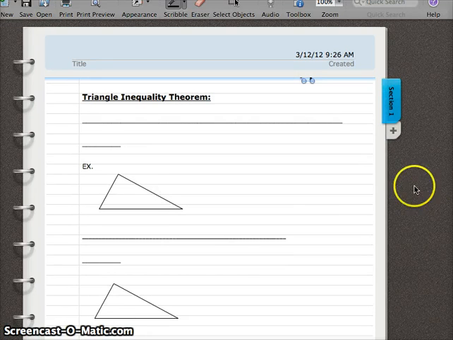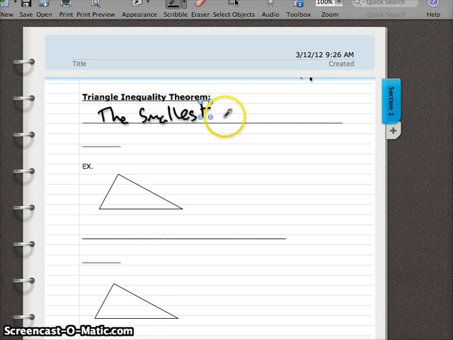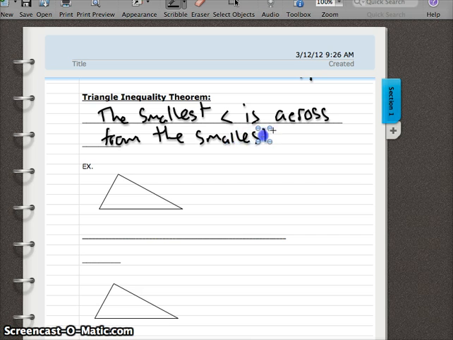Alright, let's move on to the next thing here. Not really related except for the fact that we're talking about triangles. The triangle inequality theorem basically tells us how a triangle can be formed, what the lengths of each segment have to be in order for it to form a triangle. So the first statement is that the smallest angle is always across from, or opposite, the smallest side.